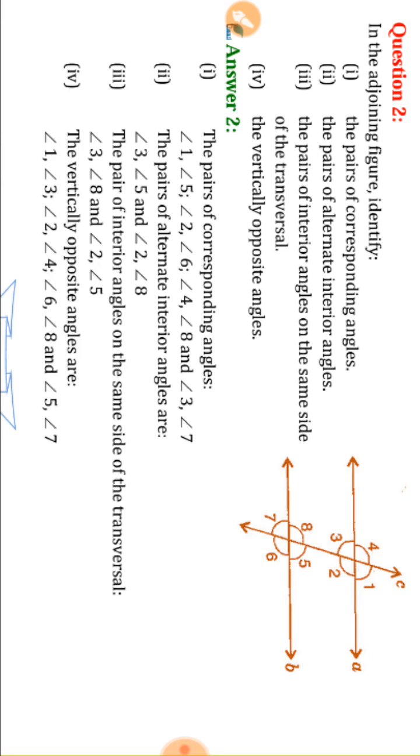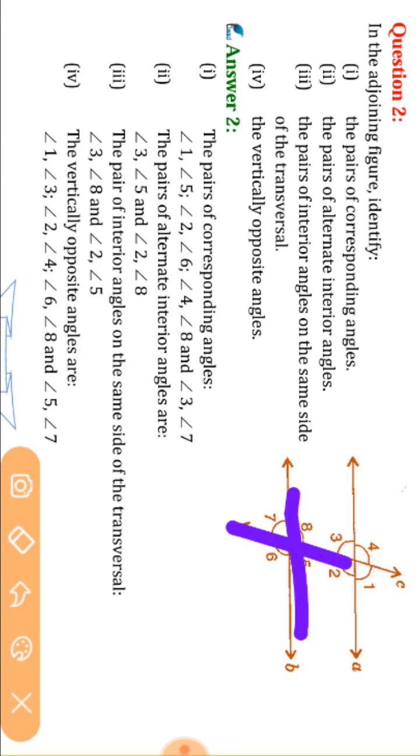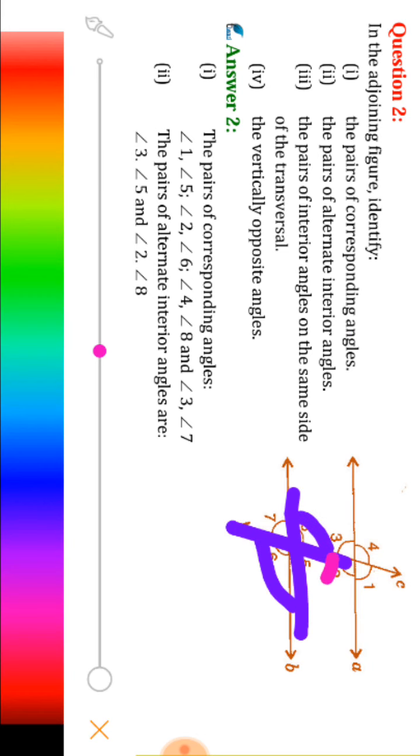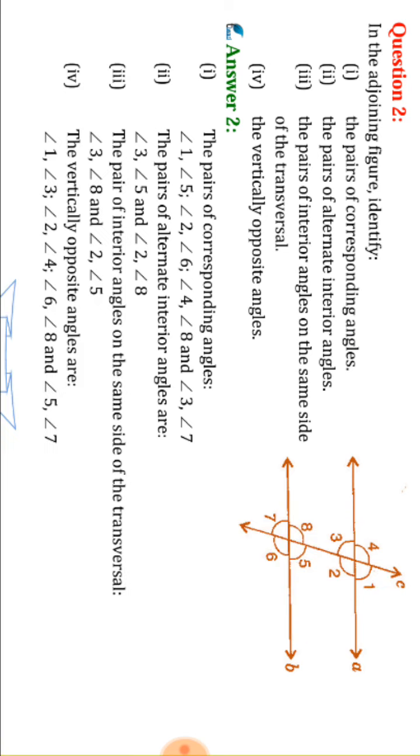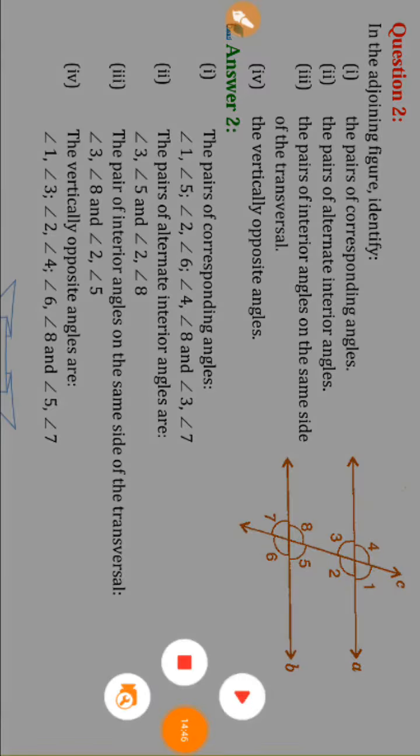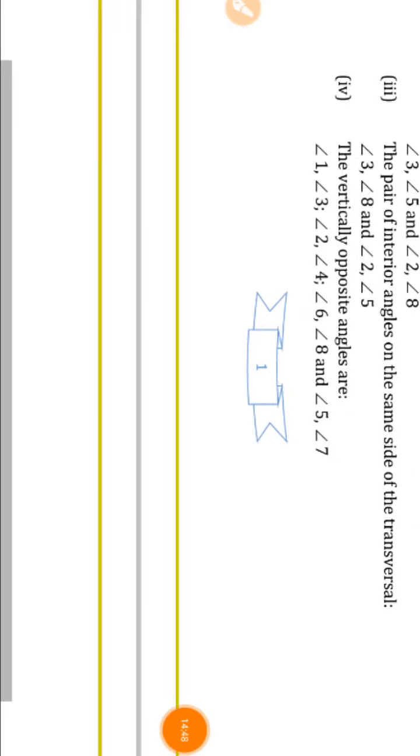Then the vertically opposite angles, it stands for X. See here, opposite: 8 and 6, 5 and 7, 1 and 3, 4 and 4. Okay, these are the vertically opposite angles.